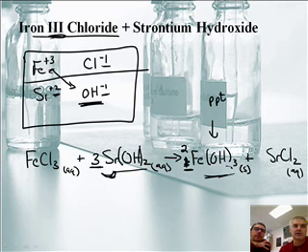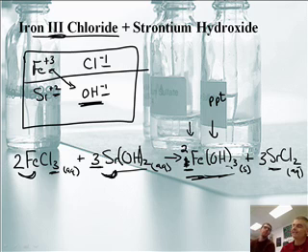Now that gives me 3 Sr's, so to fix that, I'm going to put 3 in front here. And now it gives me 6 chlorides, 3 times 2 is 6. Over here I've got 3, so I'll put a 2 here for 6. That gives me 2 irons here, and I have 2 over here. Bingo, done. So, guys, I know this is long and kind of tedious.